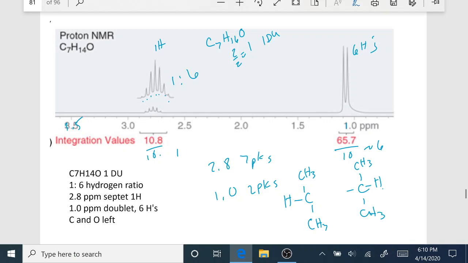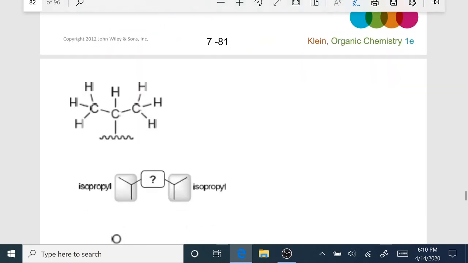So if we had these 2 pieces, that would give us some symmetry. That's 6 carbons and 14 hydrogens, right? So the only thing we're left with is a carbon and an oxygen. So we could put that right into the center, and that's our molecule.